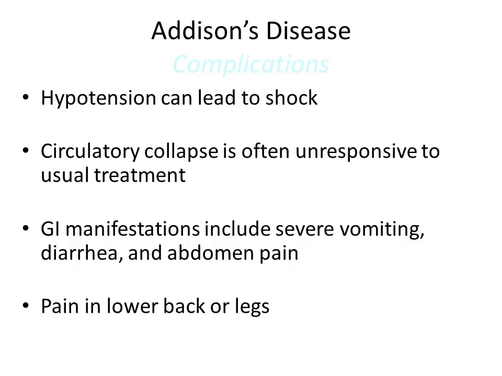So these are people in Addisonian crisis who would need fluid and maybe vasopressors, because we can't have shock and we can't have circulatory collapse. There are some GI manifestations that could be severe vomiting, diarrhea, and abdominal pain, further increasing their volume deficit.